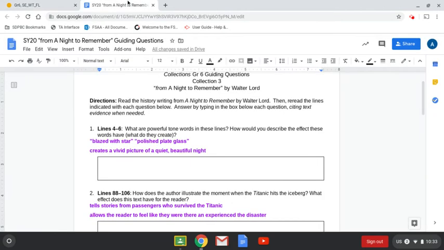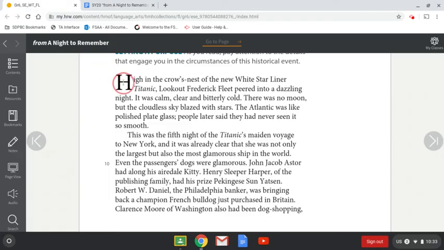Now the question is asking me for lines 4 through 6. So I'm going to go back here to the top. 1, 2, 3, 4. So right here is going to start my line 4, 5, and 6. So if I read these lines again: the cloudless sky blazed with stars. The Atlantic was like polished plate glass. People later said they had never seen it so smooth. So I reread those lines.